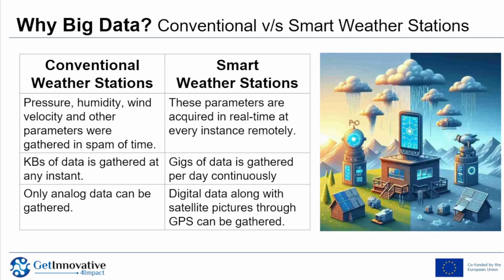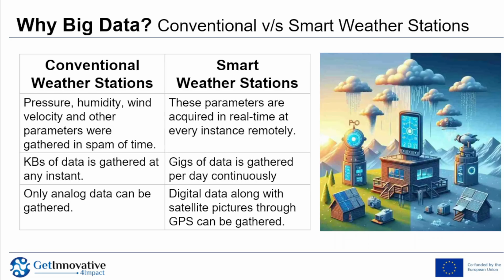So now the question is, what is big data? Basically, there is a difference between conventional and smart weather stations. In conventional stations, the data set of pressure, humidity, wind velocity, and other parameters were gathered over a span of time, in KBs of data at any instant, and the data is inputted in analog form.